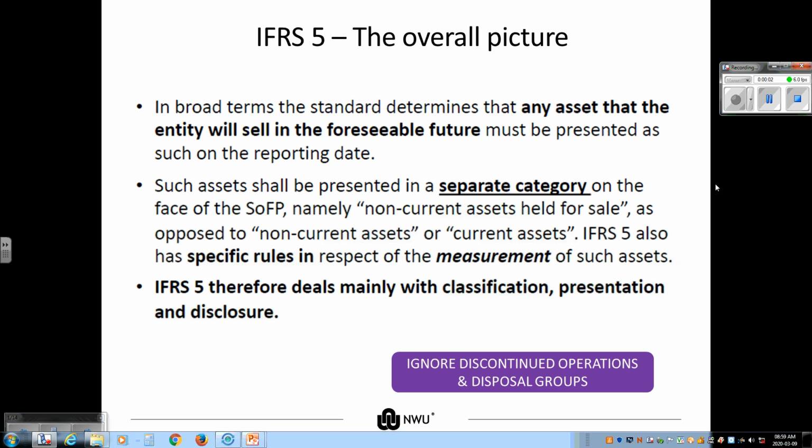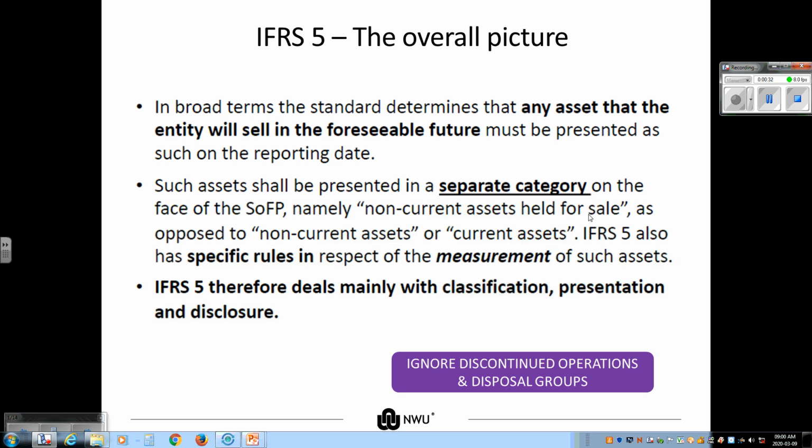Today we are going to look at IFRS 5, non-current assets held for sale. So this standard will tell us how to present any assets that the company will sell in the foreseeable future. That will be within 1 year, and those assets will be separately presented on the face of the statement of financial position as non-current assets held for sale.